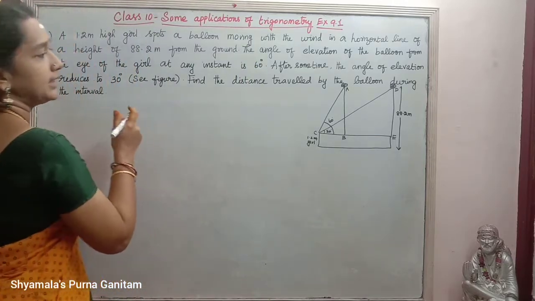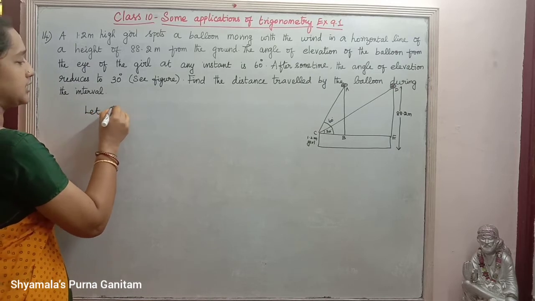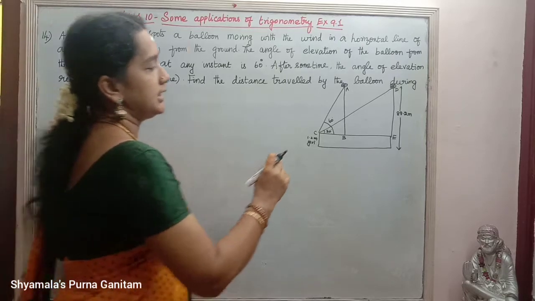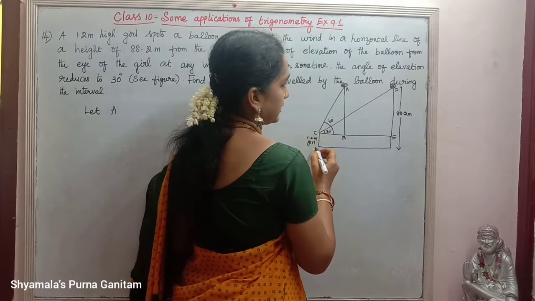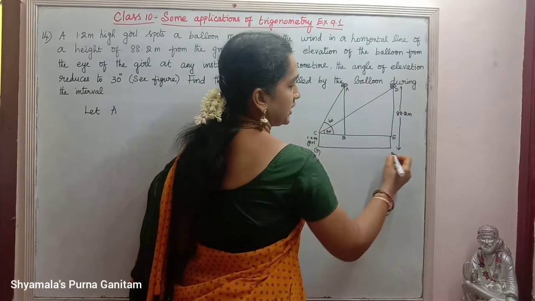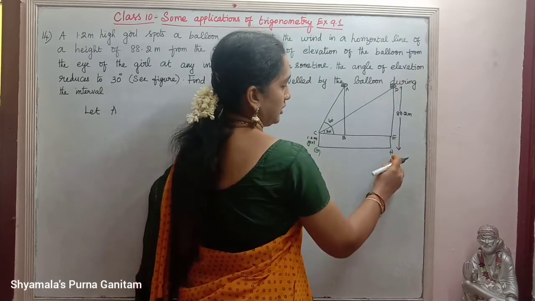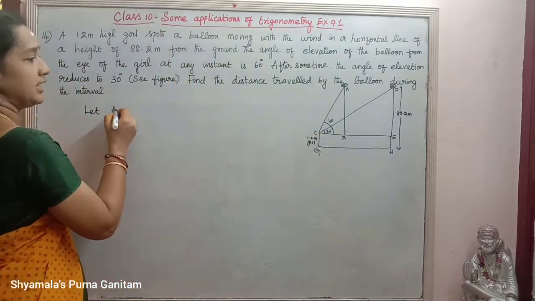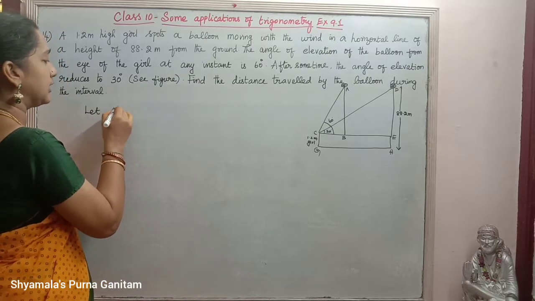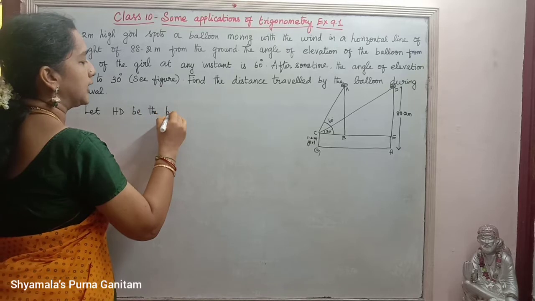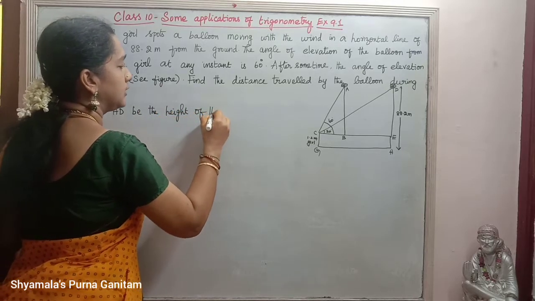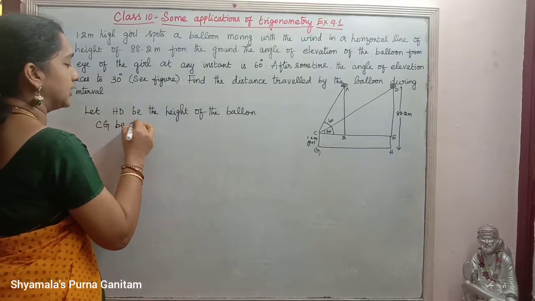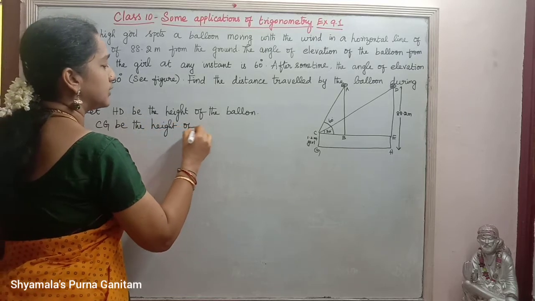Let DE be the height, and this height we can take as G and H. Let HD be the height of the balloon, and CG be the height of the girl.